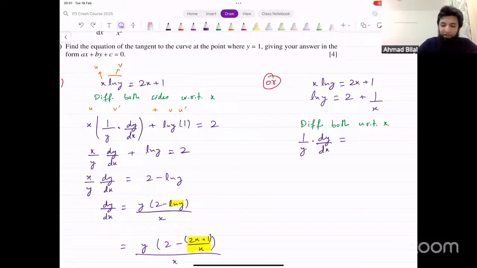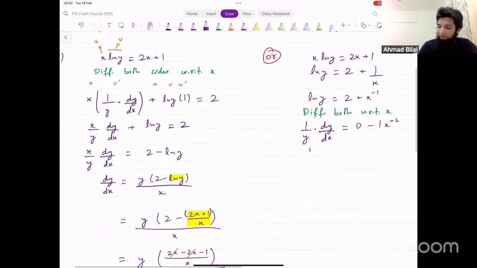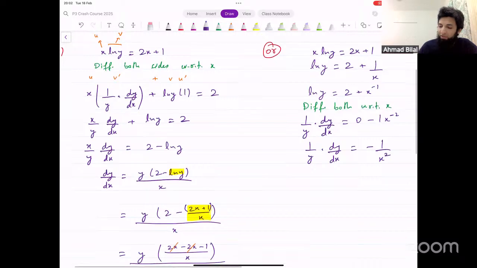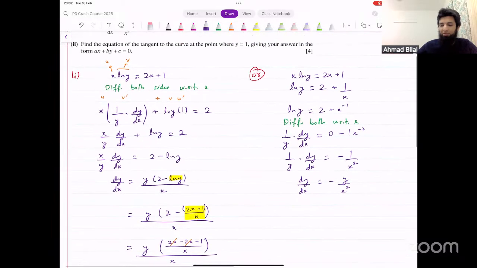And what's the derivative of 1 over x? You can think of that as x power minus 1. You add another step here. ln y equals 2 plus x power minus 1. So it becomes 0. Derivative of this is minus 1 times x power minus 2. And you get 1 over y times dy over dx equals minus 1 over x squared. Multiply y on the other side, and you get dy over dx equal to minus y over x squared. And that's much quicker and much simpler.